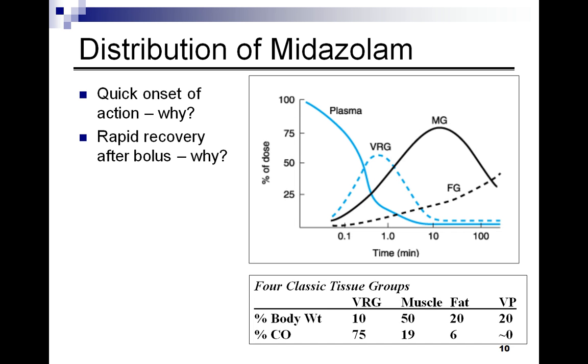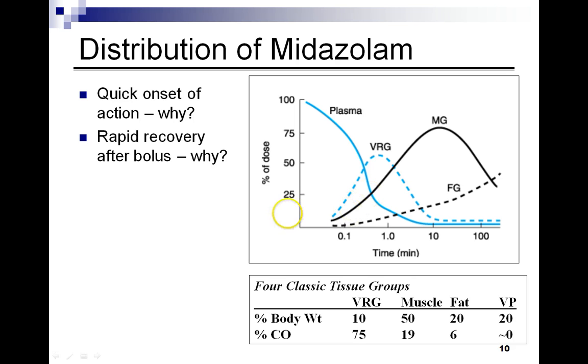To understand this, we can look at this very well-known and famous set of curves, which describes the movement of a drug first injected so that 100% of the drug is in the plasma. And we see that within the first minute, plasma levels have fallen to about 10% of the original level. Where has the drug gone? Has it been eliminated? Has it been metabolized?